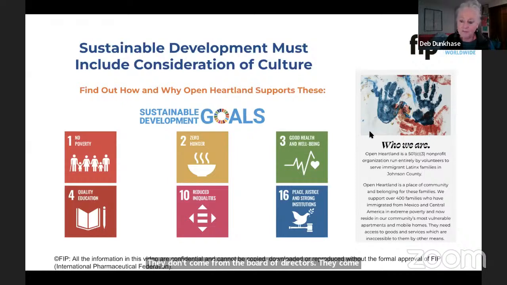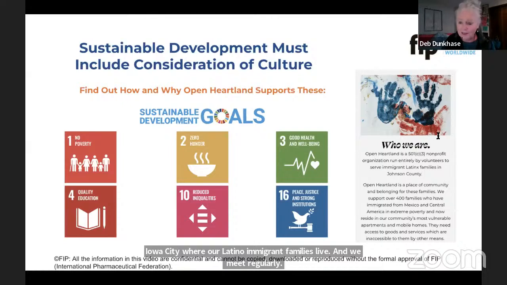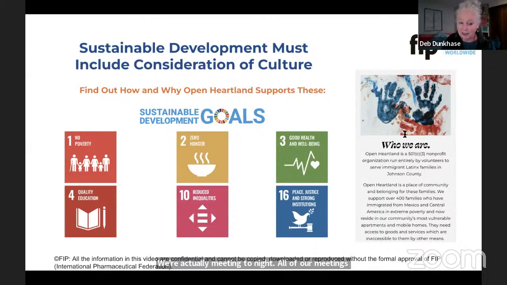We have a leadership team that's made up of primarily women who represent the different local communities within Iowa City where our Latino immigrant families live. And we meet regularly. We're actually meeting tonight. All of our meetings are bilingual, Spanish and English, and these leaders of their communities are the ones who determine what our programs and activities are. This is where the mobile clinic came into play for Open Heartland.